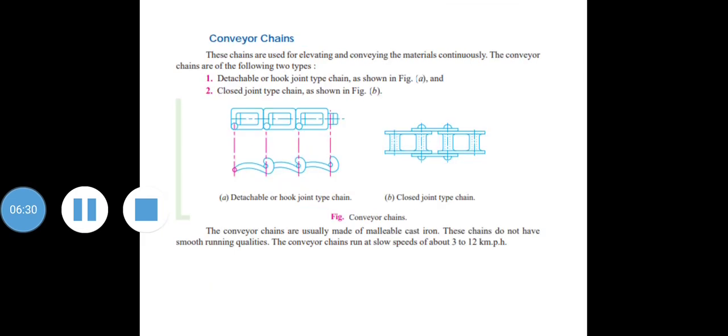Now conveyor chains. This is a diagram of conveyor chains, which are of the following two types. The first one is a hook joint type chain, and the second is a closed joint type chain, as we are able to see from the figure. The conveyor chains are usually made of malleable cast iron. This chain does not have smooth running quality. The conveyor chain runs at low speed of about 3 to 12 km per hour.